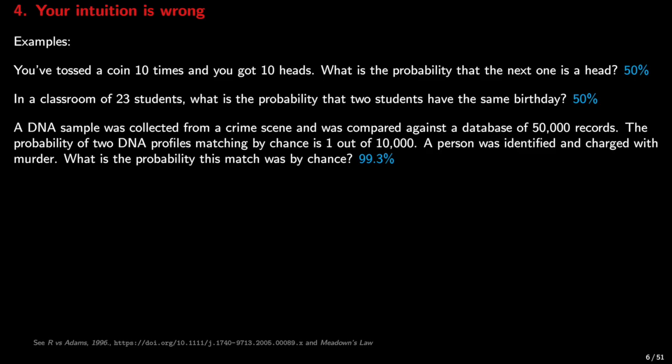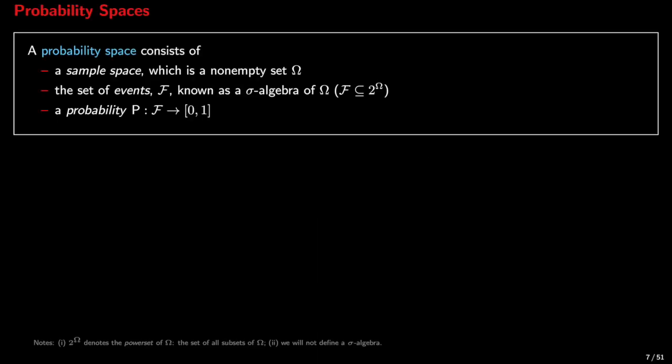Now the result is a striking 99.3%. So what we need here is a rigorous approach and a rigorous method that will prevent us from making such mistakes and falling into such fallacies. We need a mathematical probability theory, and what we do in mathematics is start by stating our axioms and definitions. We will start by stating Kolmogorov's definition of a probability space.